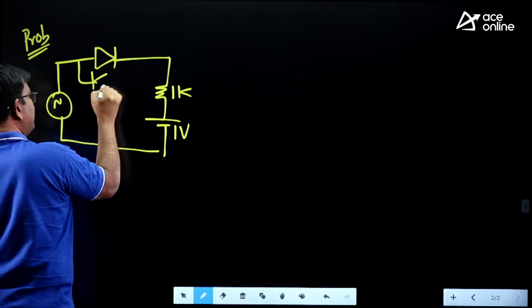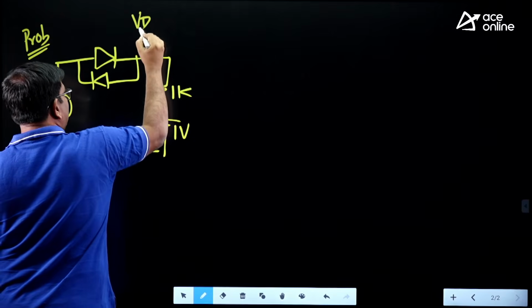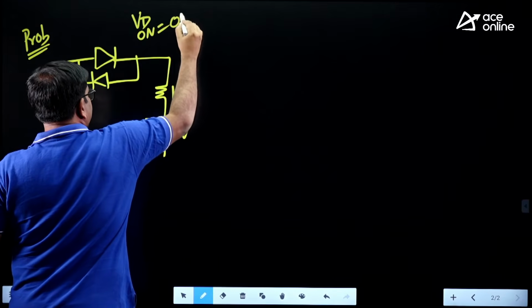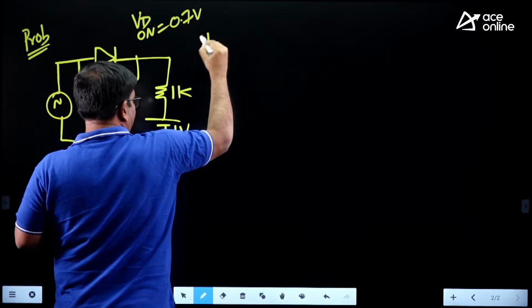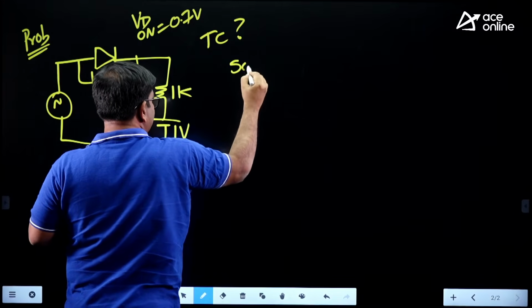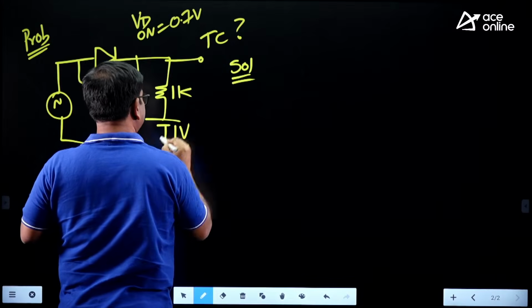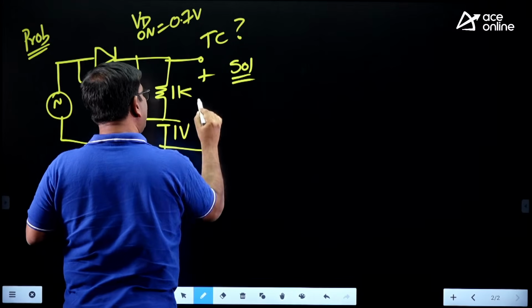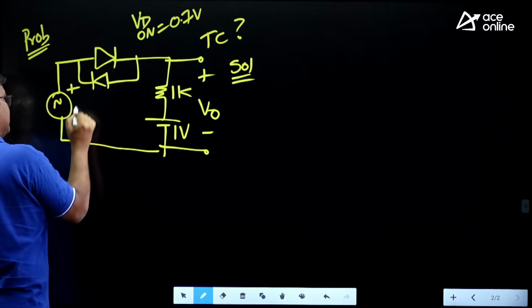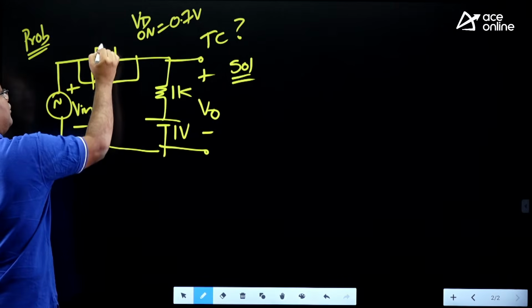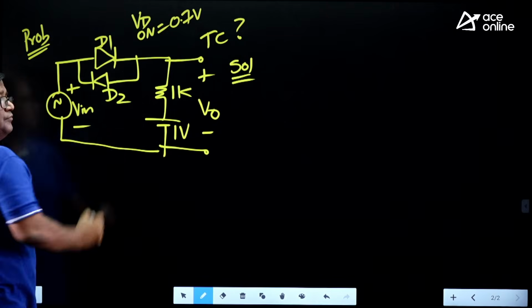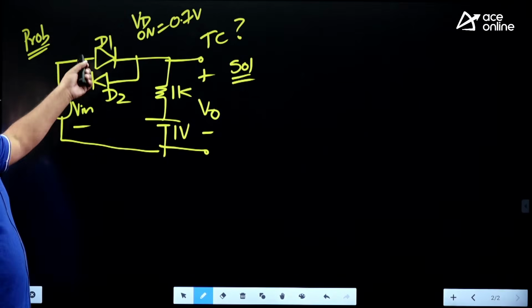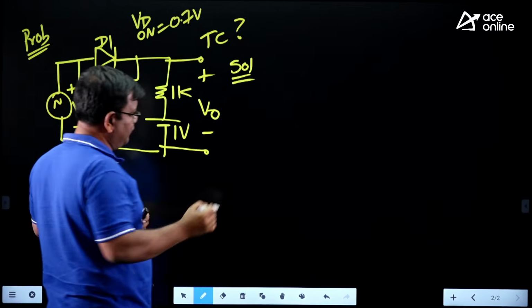Now, it is given that the VD on is 0.7 and you are asked to draw the transfer characteristics of this problem. So how will you draw this transfer characteristics? Given two diodes D1 and D2.